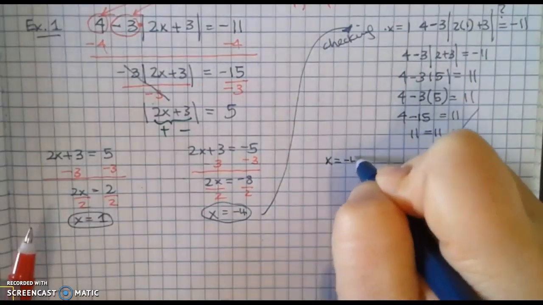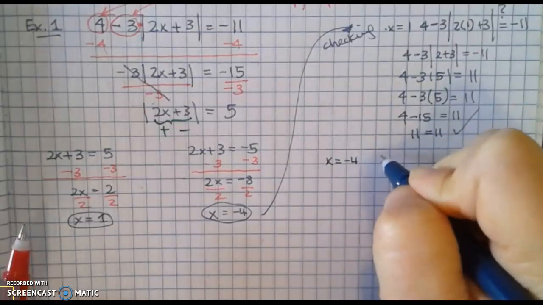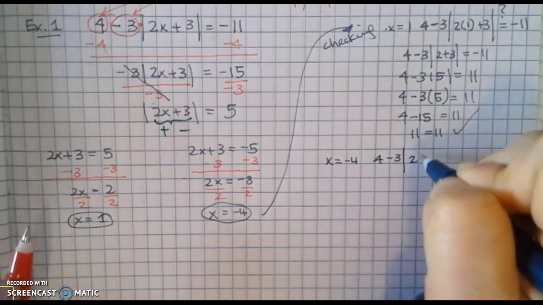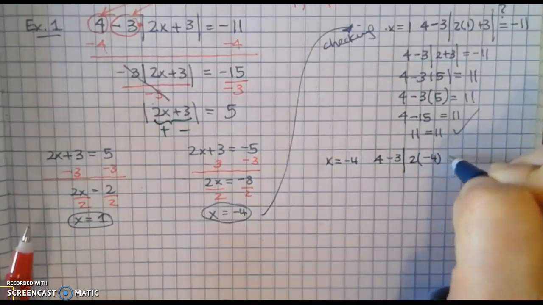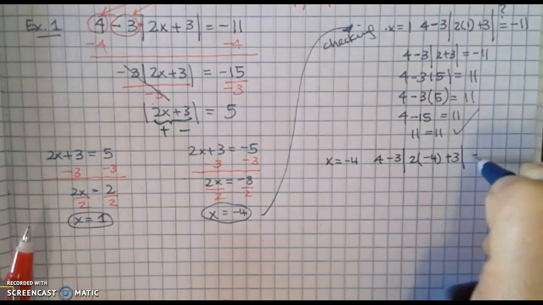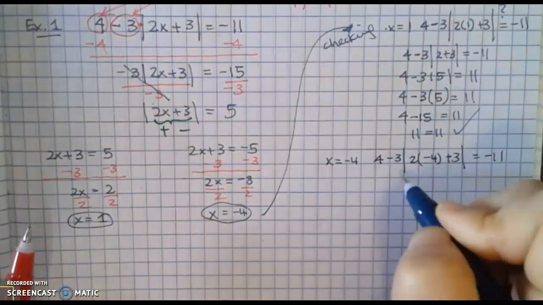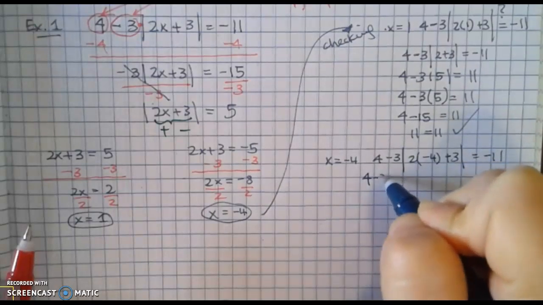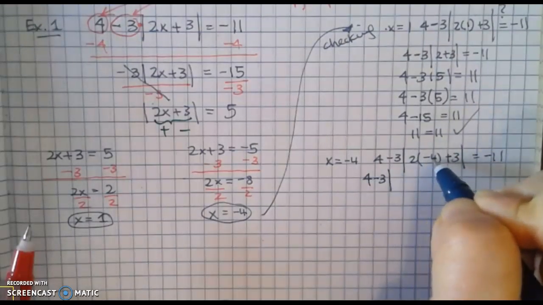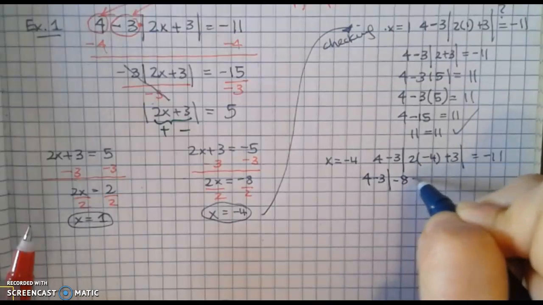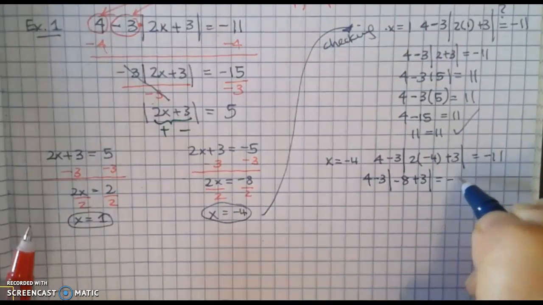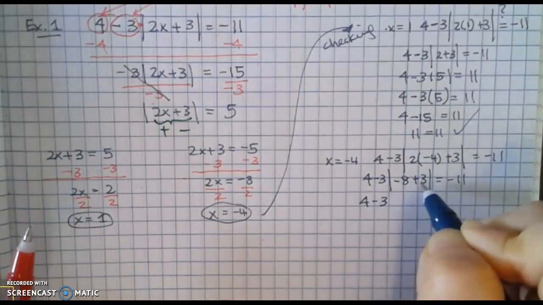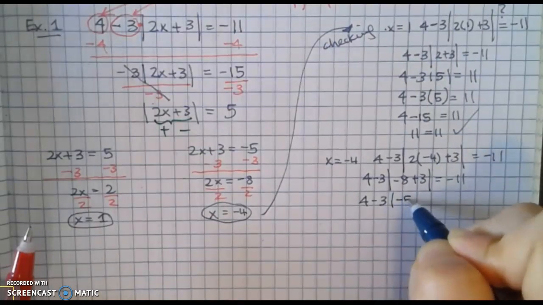x is negative 4. Let's substitute into the equation: 4 minus 3 times the absolute value of 2 times negative 4 plus 3 is equal to negative 11. So that simplifies to 4 minus 3. What's 2 times negative 4? Negative 8, plus 3, is equal to negative 11. 4 minus 3 times, what's negative 8 plus 3? That's negative 5.